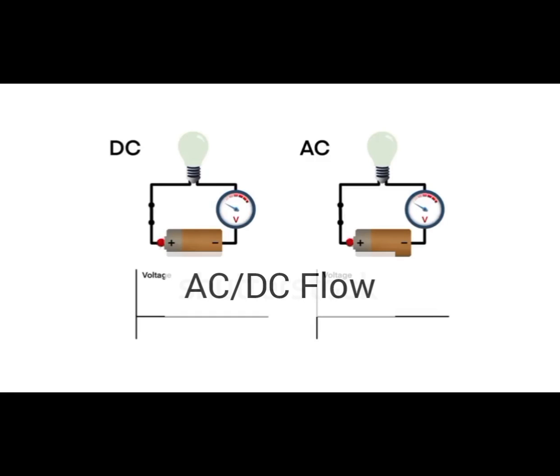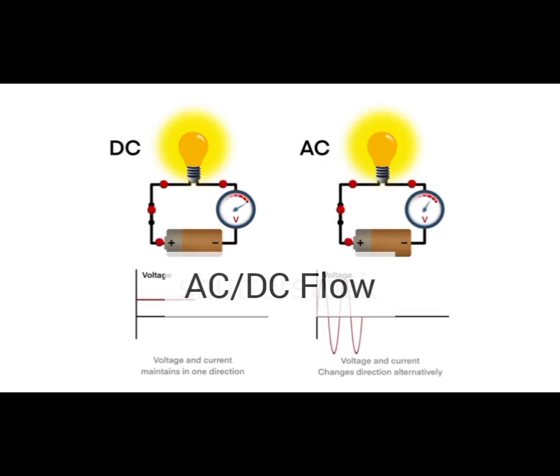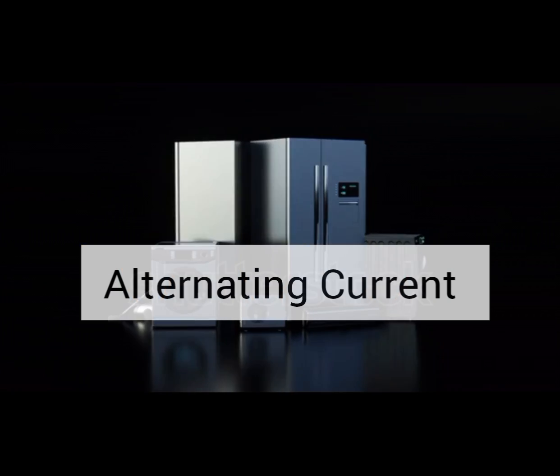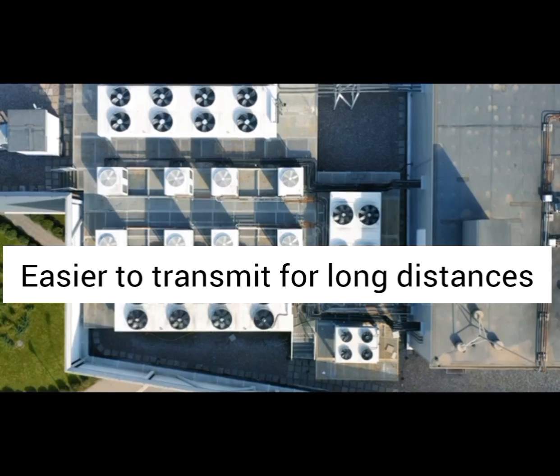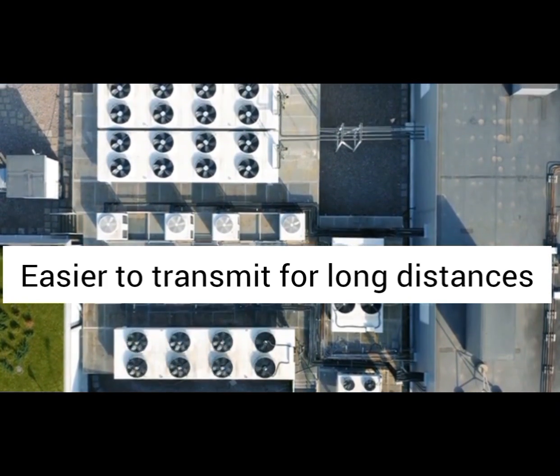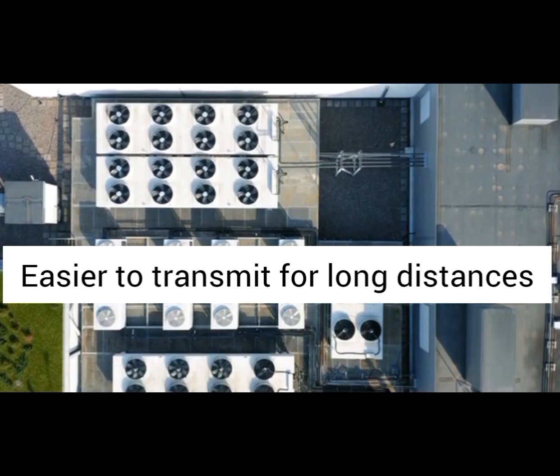AC or DC refers to the way electric current flows. AC, alternating current, flows in one direction, then reverses and flows in the opposite direction. Voltage level also alternates between positive and negative values. Commonly used in households, businesses, and power grids. Easier to transform and transmit over long distances. Can be stepped up or down using transformers.